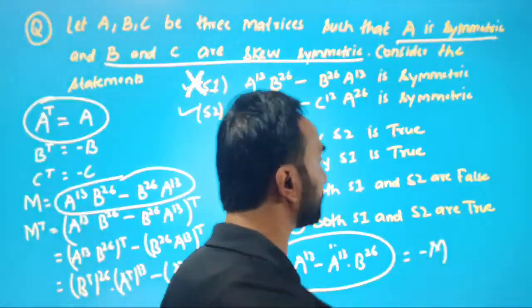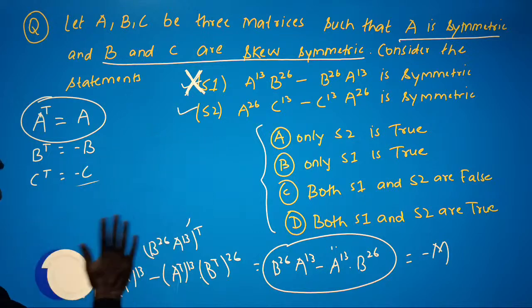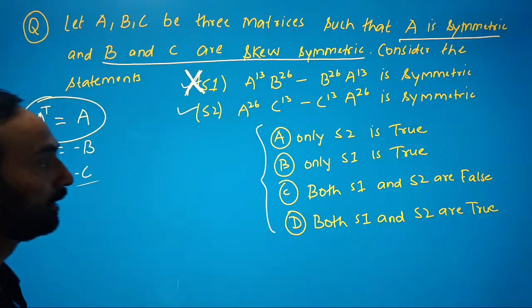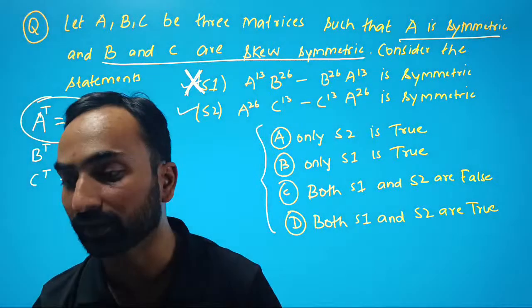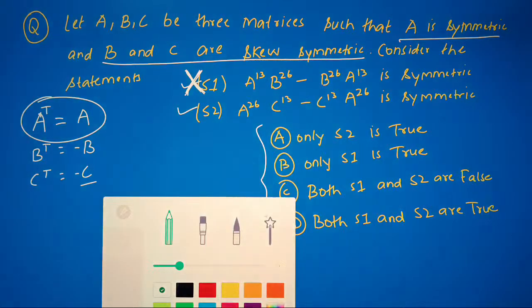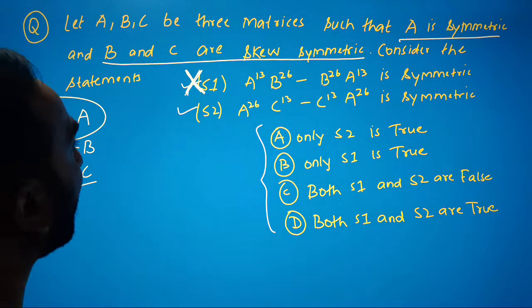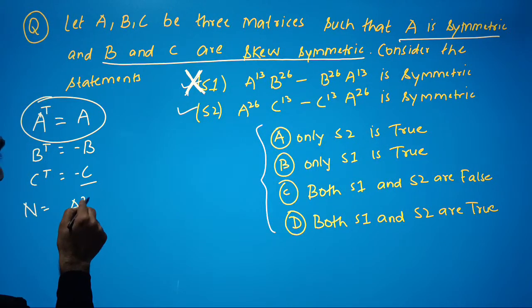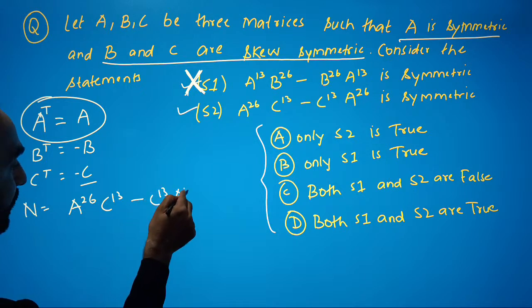Now let's check the second statement. I'm erasing this one so that I can verify the second statement. As we have taken the first statement as M, now let's consider the second statement as N, and I can write N as A26 C13 minus C13 and A26, right?